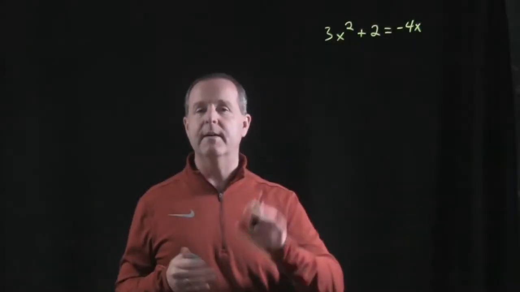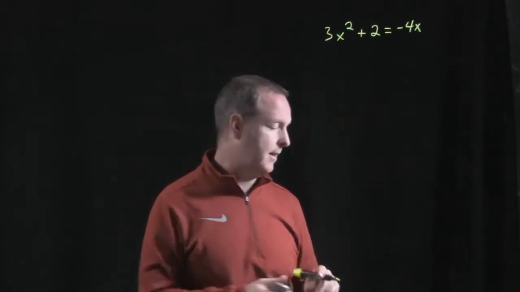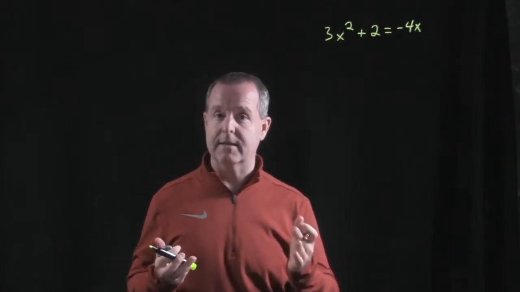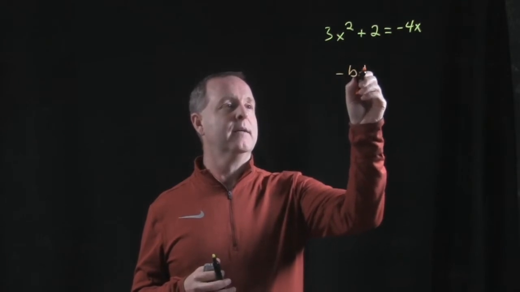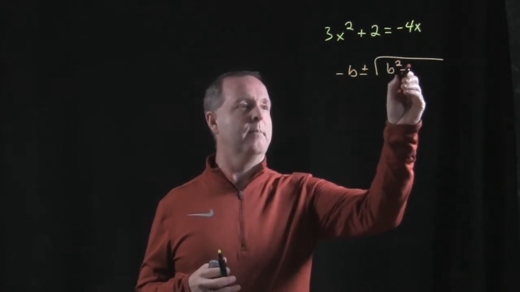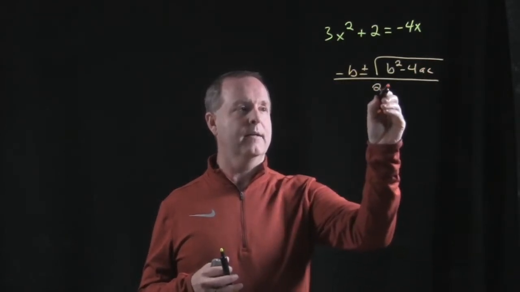Now let's look at one more example of how to solve a quadratic using the quadratic formula. I hope by now you get a sense of what the quadratic formula looks like. So let's remember what that is. That's minus b plus or minus the square root of b squared minus 4ac, all over 2a.